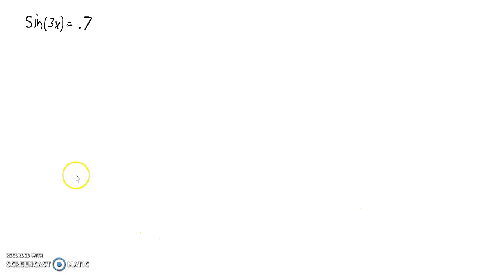All right, let's try one more. Sine of 3x equals 0.7. So we're going to do the same thing here. We're going to use a substitution. So we're going to let u equal 3x. So we're going to write sine of u equals 0.7. And we'll go ahead and we'll solve this the usual way.